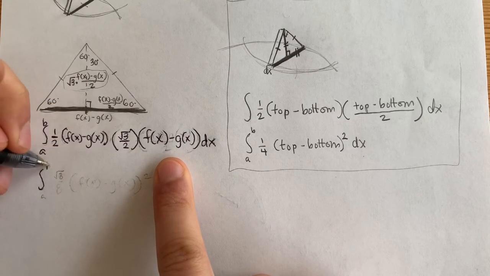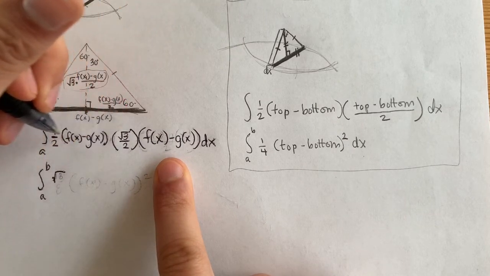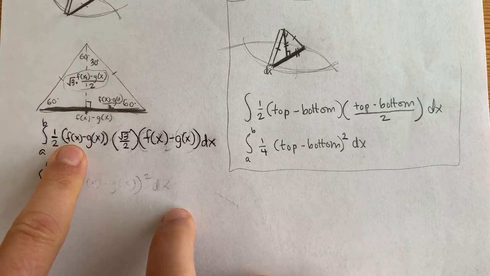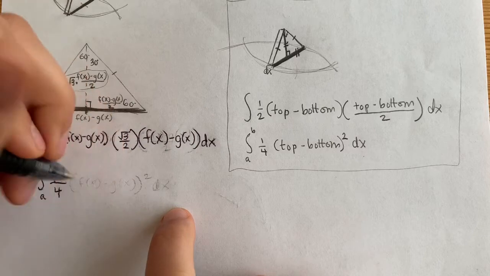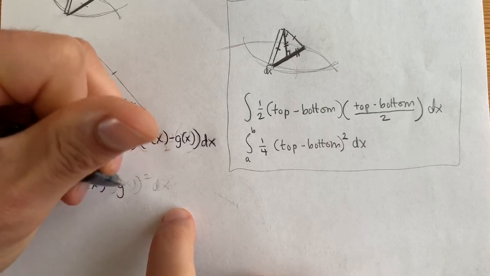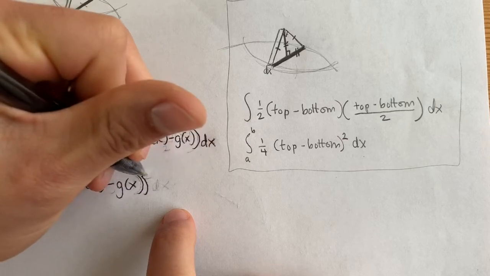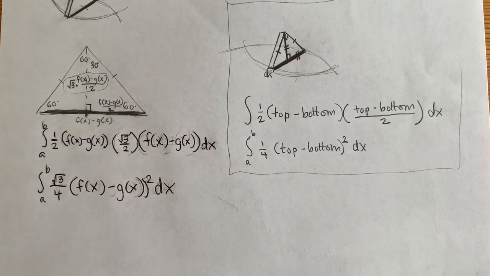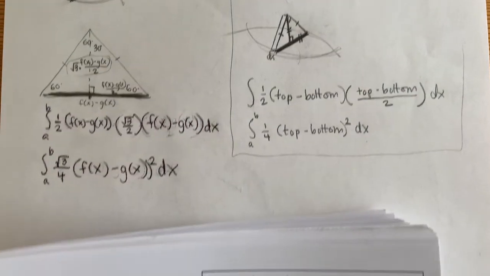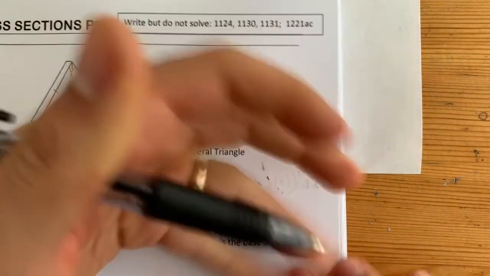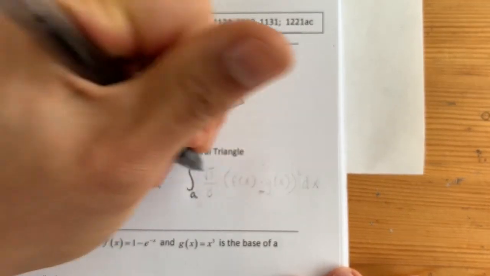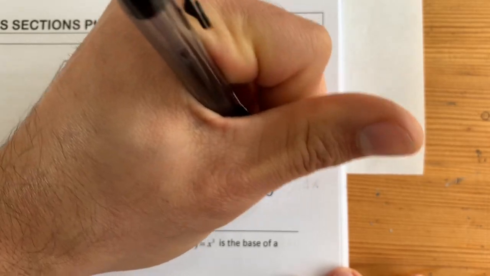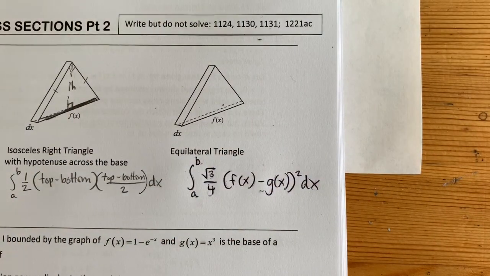Now if I want to simplify all this, on top I've got a rad 3 times 1, on bottom a 2 times 2, and then the leftovers are f of x minus g of x, and then another f of x minus g of x. So I can just take that and square it instead of doing times itself. And there's our formula for the equilateral triangle. Let me put that into our notes: rad 3 over 4 times f of x minus g of x, squared. And there's the formula.